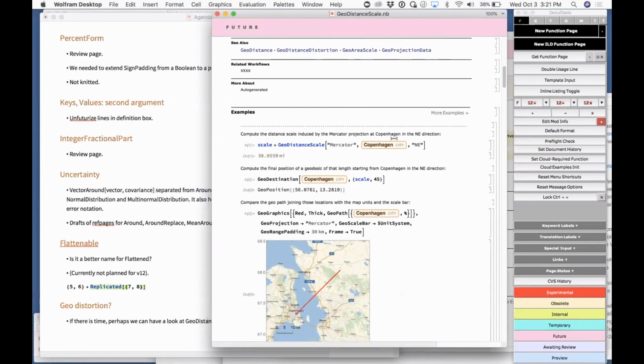Okay, how about geoprojection scale? It's called distance because there is a separate function to do exactly the same thing for area. So there is a geo area scale. So sometimes when you are integrating area over a map, you need to know this relation for area. All right, to be discussed. Don't know a solution.